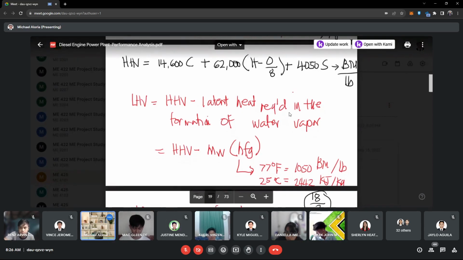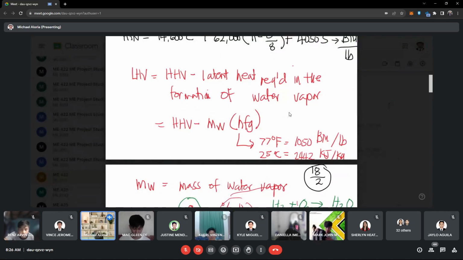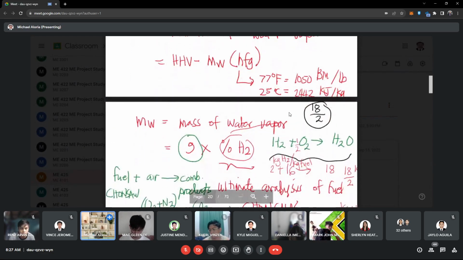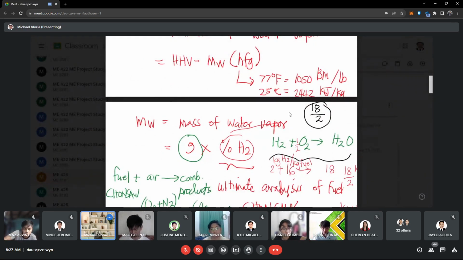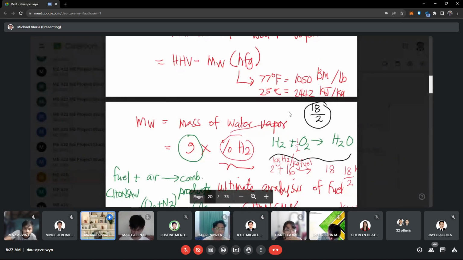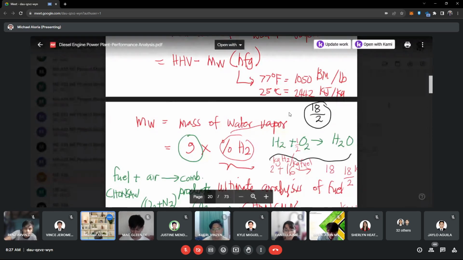Okay. So, if you multiply this, this will be your Hfg multiplied by your mass of water vapor. So it will be in kilojoules per kilogram. It could be in terms of BTU per pound. So, how do we compute the mass of water vapor? This is simply 9 times percent H2. The percent H2 will be taken from the ultimate analysis of the fuel. 9 times percent H2.